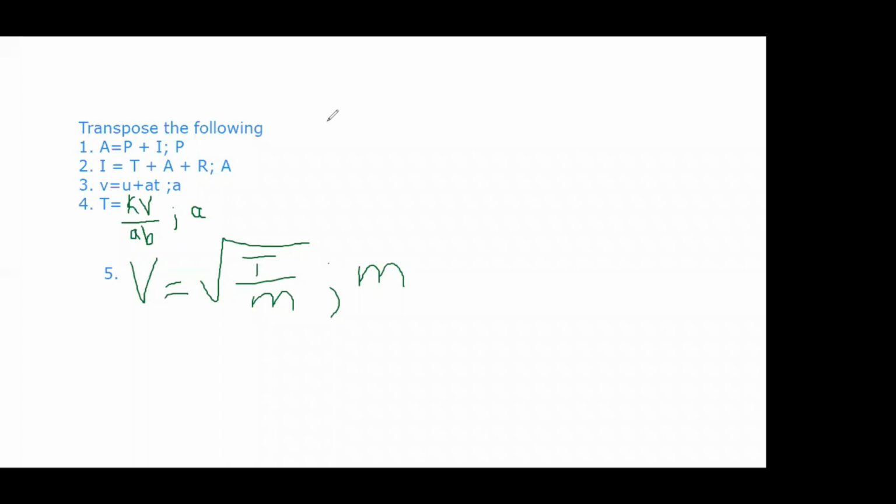All right, let's go. What's number 1? Miss, we transpose the I to find for P. So A minus I equal to P. Excellent. Therefore P is equal to A minus I. Right? Yes, miss. That's the end of number 1.